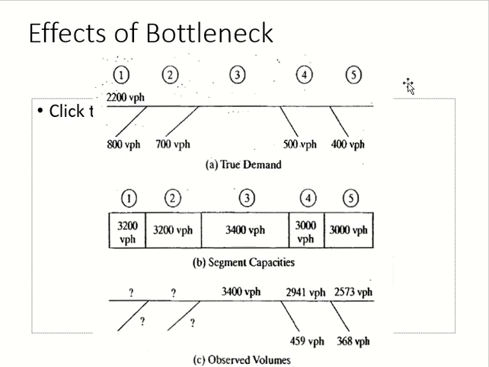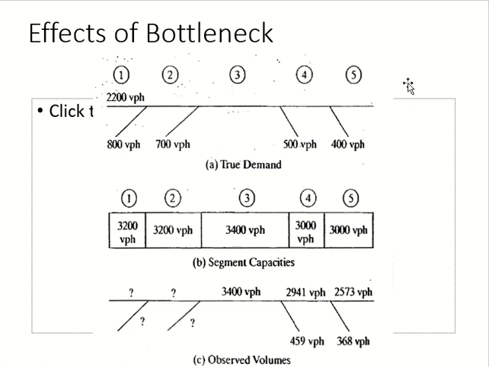In part A of the figure, the numbers which you see are the demand. The first segment has a demand of 2,200. Then we have a ramp. The demand of the ramp is 800. And the demand of the second ramp is 700. These two are for going in because these are entry ramps. Then the last two, 500 and 400, are demand which is going out. Clear? Now I know the demand of segment 1 and I know the demand on ramps.